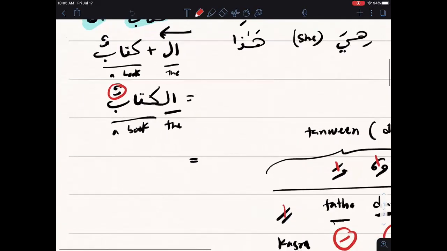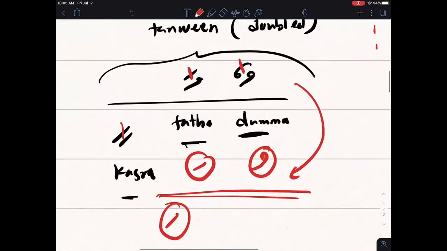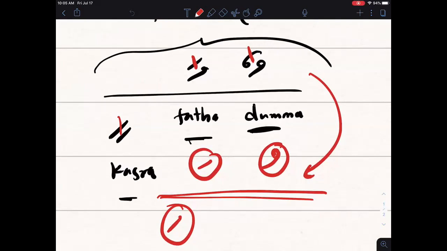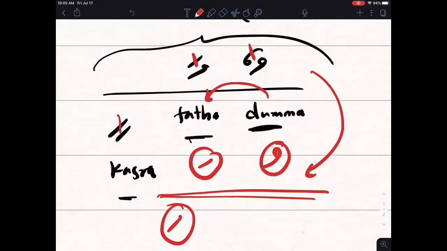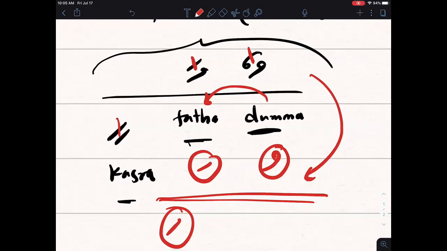But what you have to understand is that something different is changing from one state to another, for example, from dhamma to fatha. That's something else. That's not what we're talking about. That is a much stronger case, going from dhamma to fatha. For those things, you really need a very, very good reason why you're doing this, and we're going to be studying this when we study those. Right now, the only thing we're talking about is changing from tanween state to non-tanween state, whether it's tanween of dhamma, tanween of fatha, or tanween of kasra.